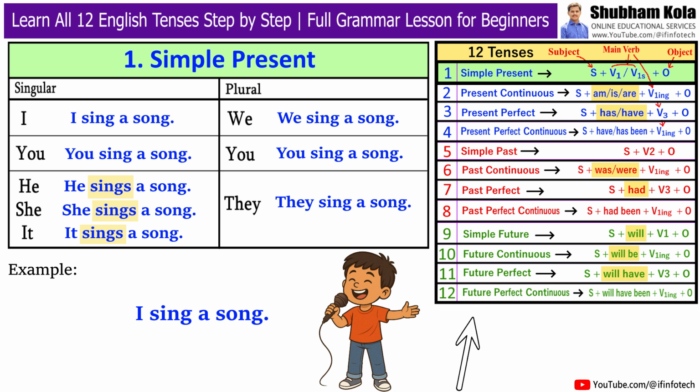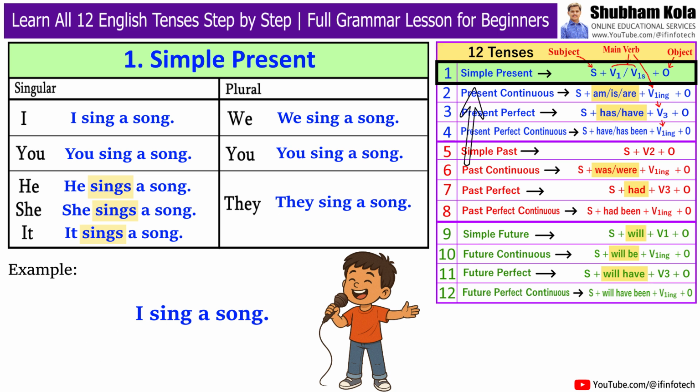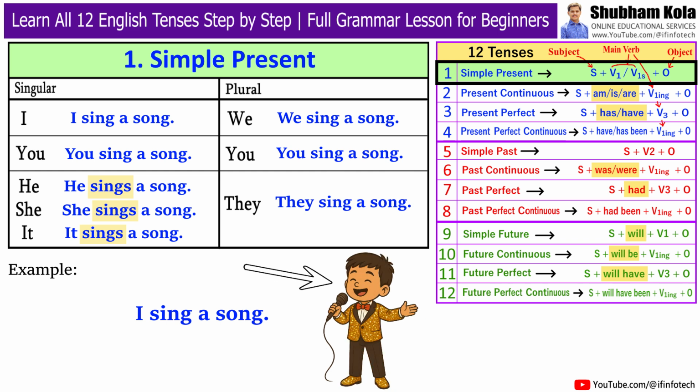Now let's start learning all 12 tenses using one sentence, that is, I sing a song. So first tense is simple present tense. When I say I sing a song, what does it mean? It means I do it regularly, like it's my habit. Maybe I sing every day or I am a singer. It's part of my routine. So in simple present tense, we use the base form of verb, that is V1.